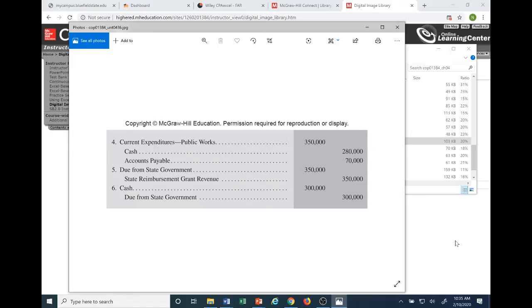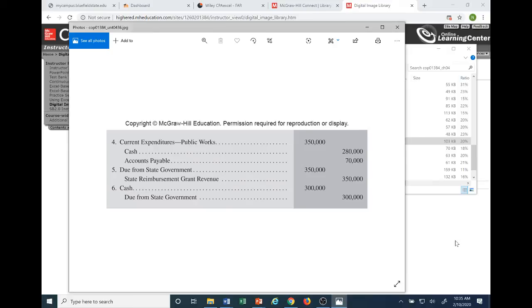And it also said that the state paid them $300,000 of the $350,000. So that's where the special revenue fund is debiting cash and then crediting the due from the state government, because they're receiving cash, the asset's going up, and the asset of the due from the state is going down by $300,000 to keep it intact.